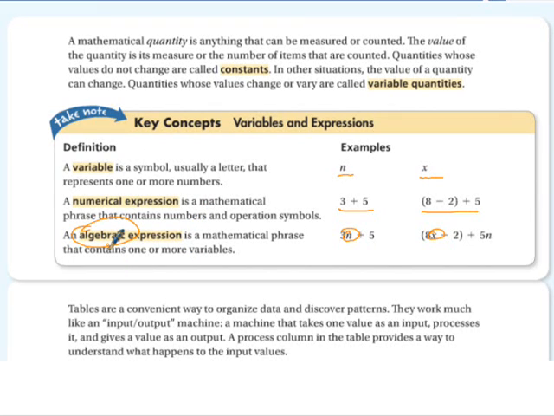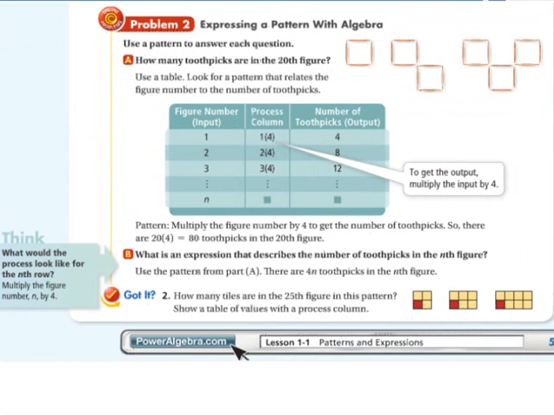These are just terms you need to understand. You're never really going to be asked to define these, but you're going to be asked to use them or understand them. We use tables a lot of the time. Tables are a convenient way to organize data and discover patterns. They work as input-output machines. This is all review from even before Algebra 1. This is pre-algebra stuff. Input-output within a table is something that we see a lot of. So we can express a pattern using algebra. How many toothpicks are in the 20th figure? Well, we don't want to draw all 20 figures. So what are we able to do?